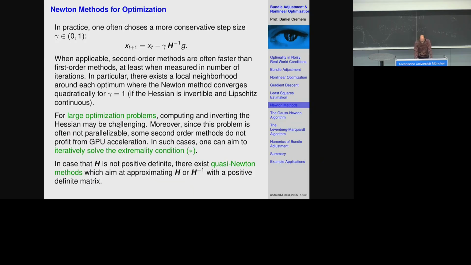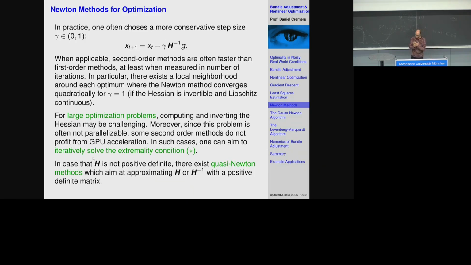And then typically you can expect that the Hessian matrix will generally not be positive definite. There are then ways around it. There are so-called quasi-Newton methods, and these basically approximate the real Hessian by a matrix that is similar but positive definite.